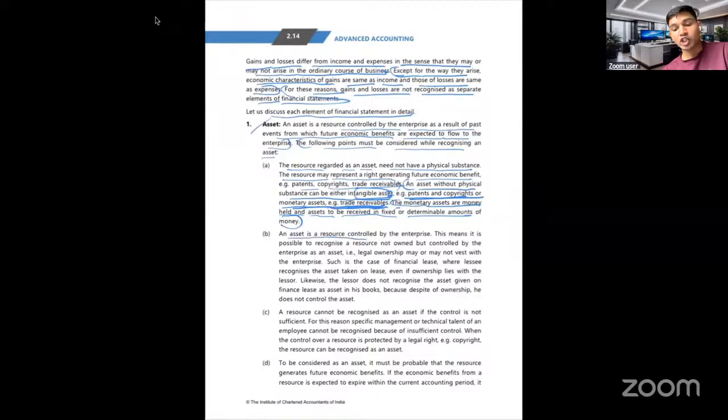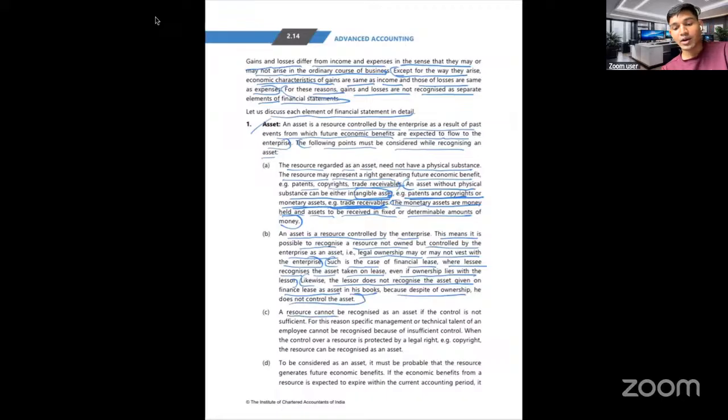An asset is a resource controlled by the enterprise. This means it is possible to recognize a resource not owned but controlled by the enterprise as an asset. Legal ownership may or may not vest with the enterprise. Such is the case of a finance lease, where the lessee recognizes the asset taken on lease, even if the ownership lies with the lessor. Likewise, the lessor does not recognize the asset given on finance lease as an asset in his books because in respect of ownership, he does not control the asset.